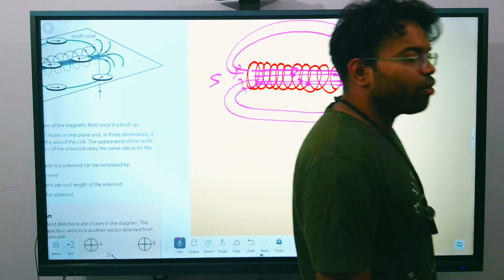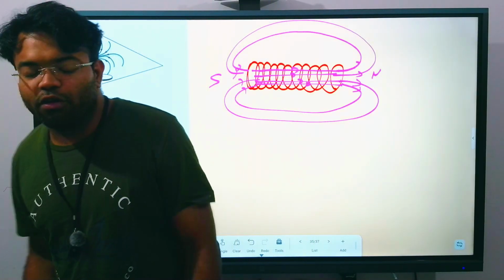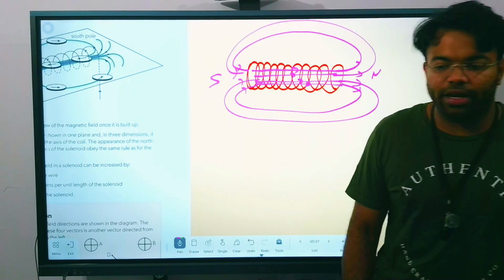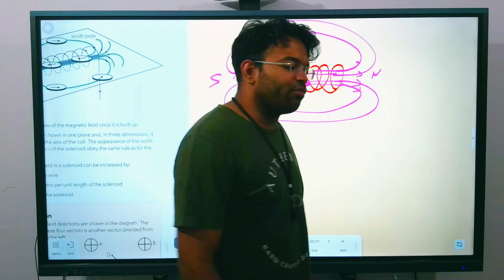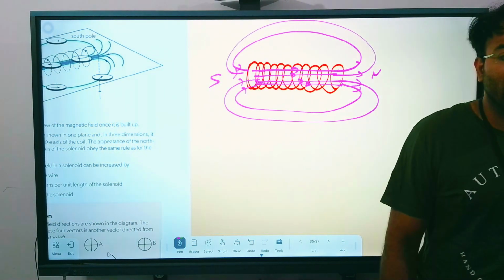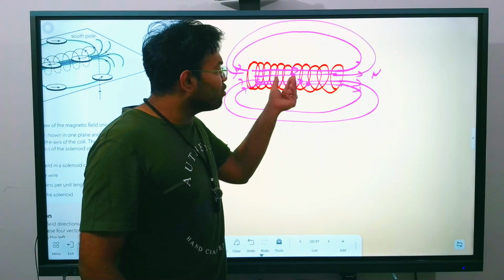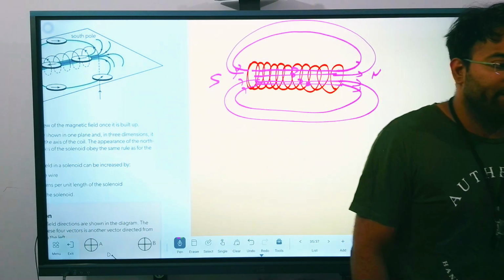There are a lot of equipment that we use in everyday life that require a uniform magnetic field. So to get a uniform magnetic field, you can use the inside of a solenoid. Inside a solenoid, you have a uniform magnetic field. If you place an object inside the solenoid, it will experience a uniform magnetic field. Understood?